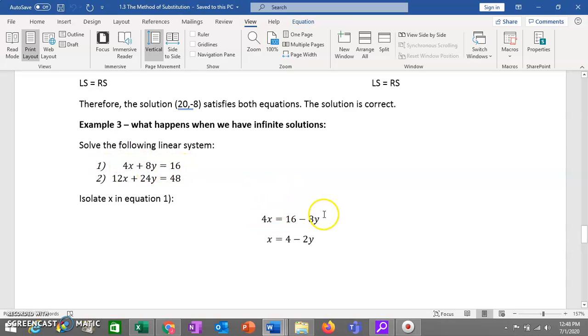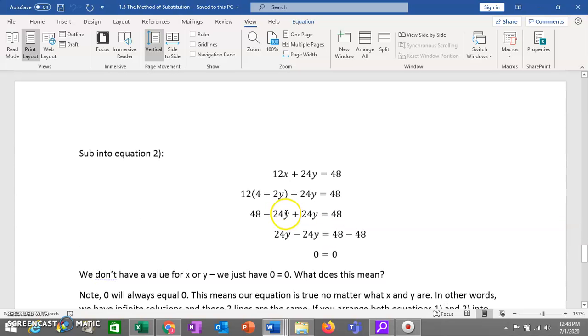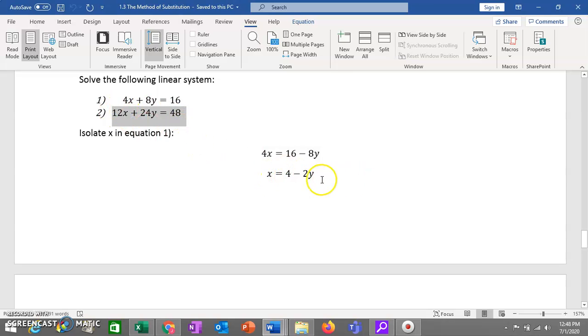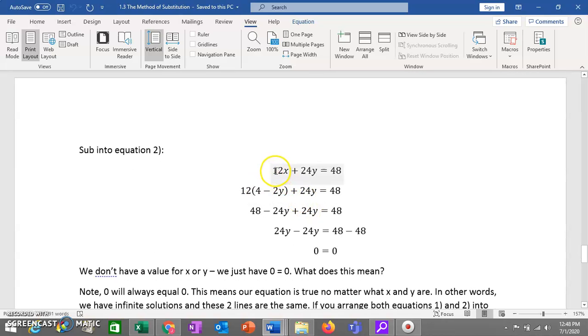I bring over the 8 on this side. x equals 4 minus 2y. Right? I've divided everything by 4 to get rid of this 4. Okay, so if I know that that's what x is, I can then take my other equation and replace x with 4 minus 2y. So that's what I'm going to do here. There's my other equation, and I've taken x and I've replaced it with 4 minus 2y, remembering to distribute.